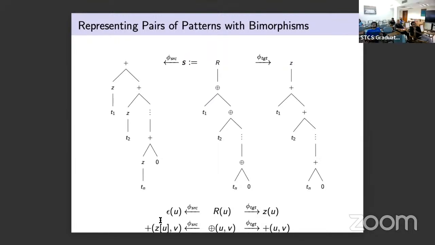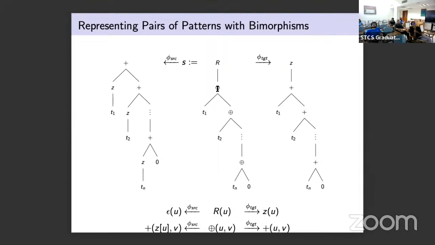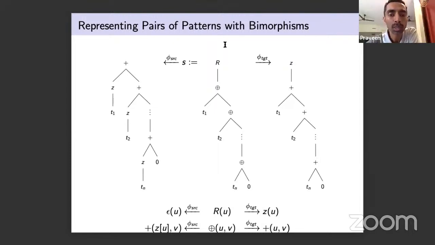Wait, so what is the definition of a tree homomorphism? What is the set of transformations you are allowed? So the definition of tree homomorphism. Okay.